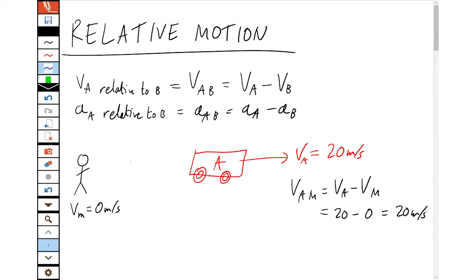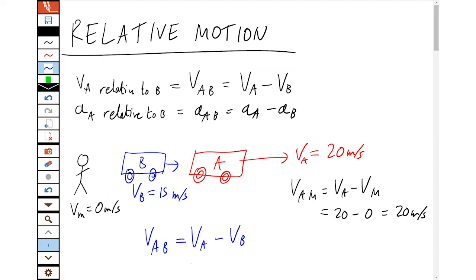But let's say now there's another car chasing it, B. And B is moving at 15 meters per second. So now the velocity of A relative to B is the velocity of A minus the velocity of B, which is 20 minus 15, which is 5 meters per second. So to me, it looks like the car is speeding away at 20 meters per second, but to car B, A's not getting away as fast.